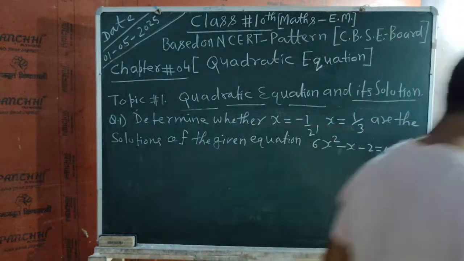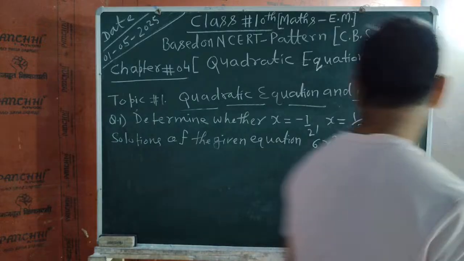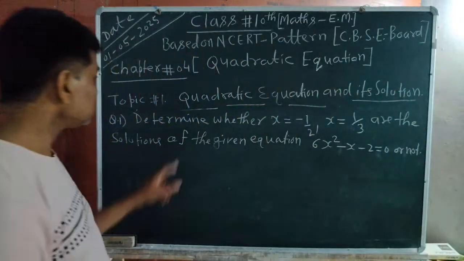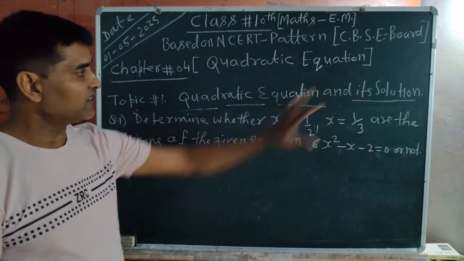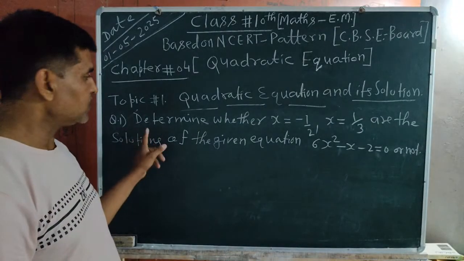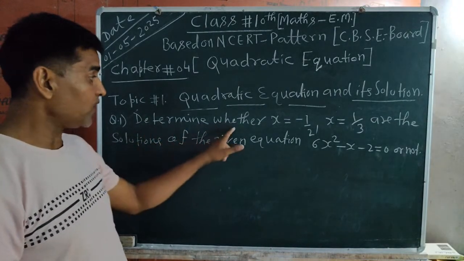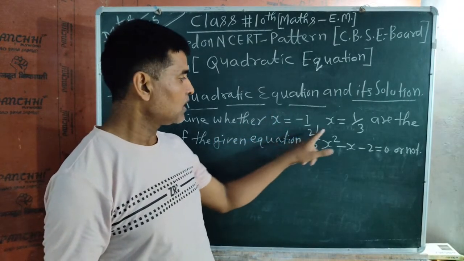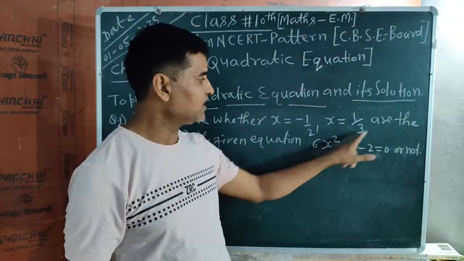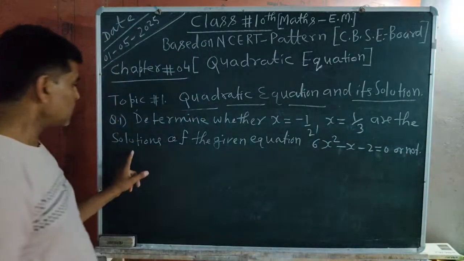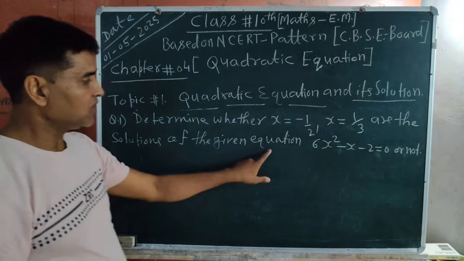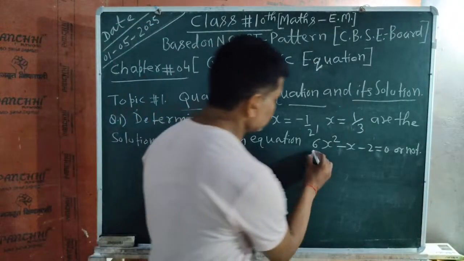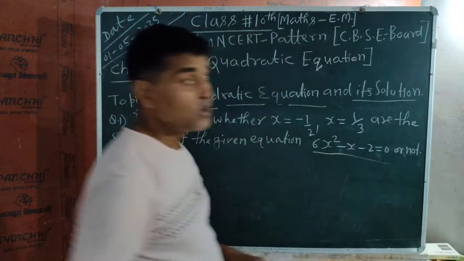So here I will say: quadratic equation and its solution. Now the question is given: determine whether x is equal to minus 1 by 2, and x is equal to 1 by 3 are the solutions of the given equation, and that equation is written here. Okay, student.